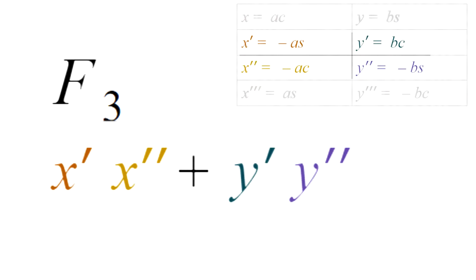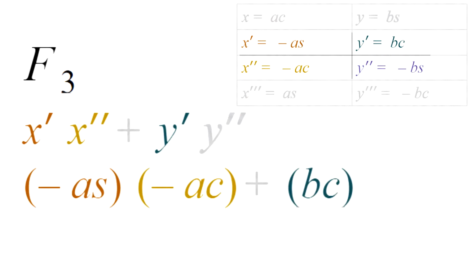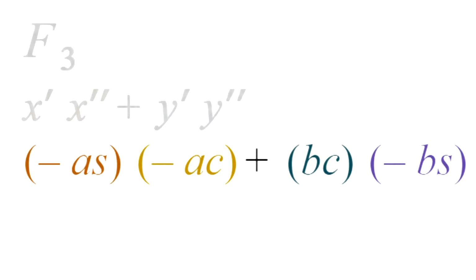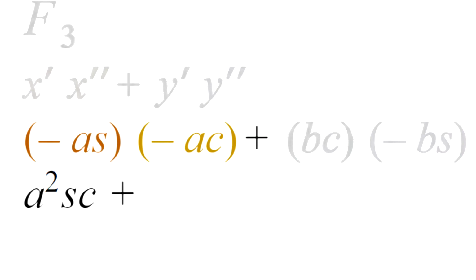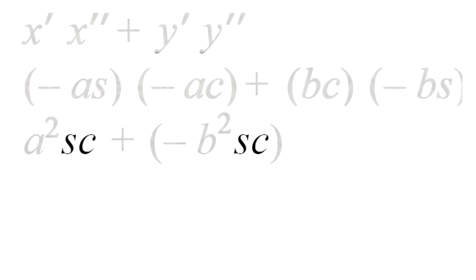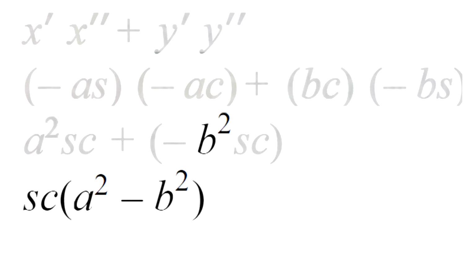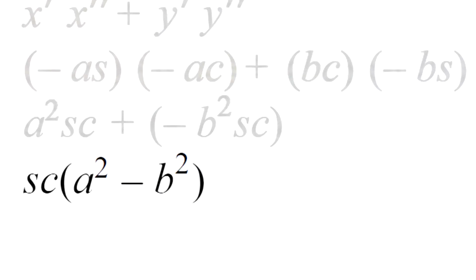Plugging in the primes, x double prime becomes negative ac, y prime becomes bc, and y double prime becomes negative bs. Now we simplify this factor. Again, multiplying each term, we get a squared sc plus negative b squared sc. Next, we factor an sc out, yielding sc times a squared minus b squared. We can keep going and convert sc to an identity, but we'll do that later.